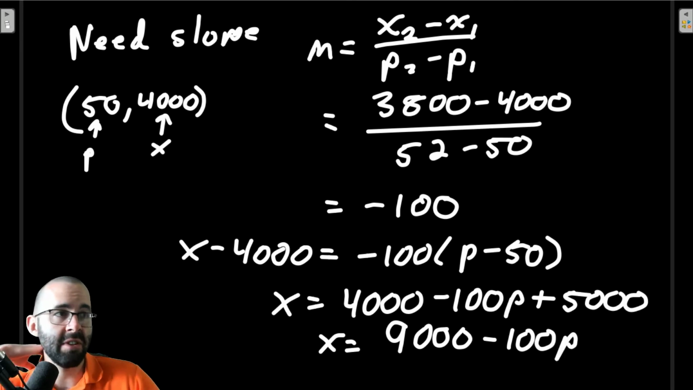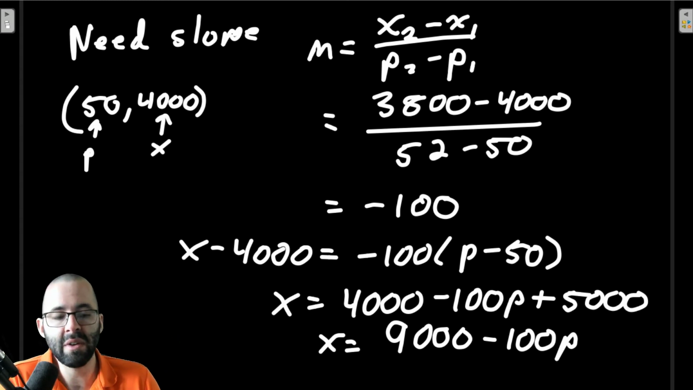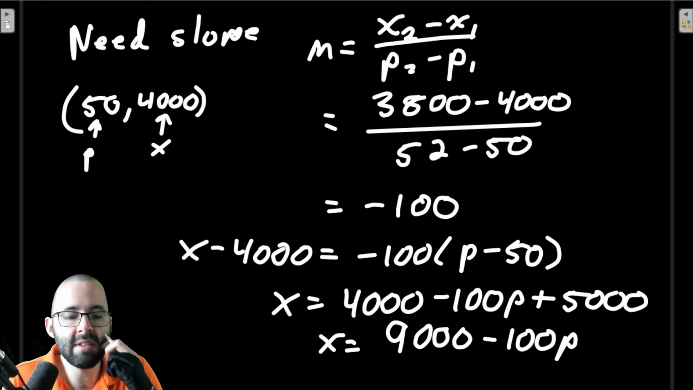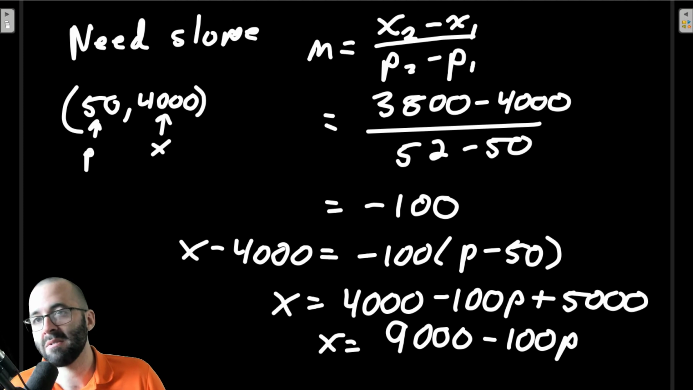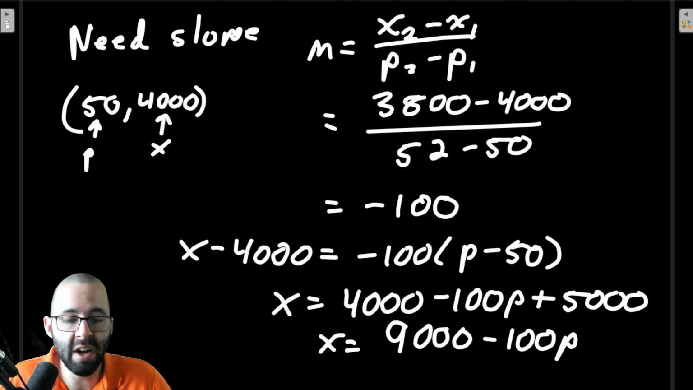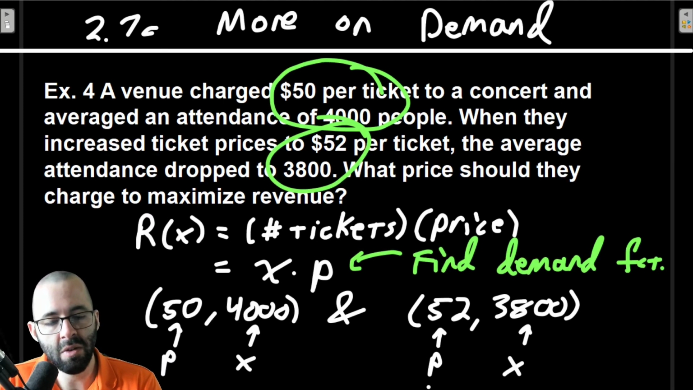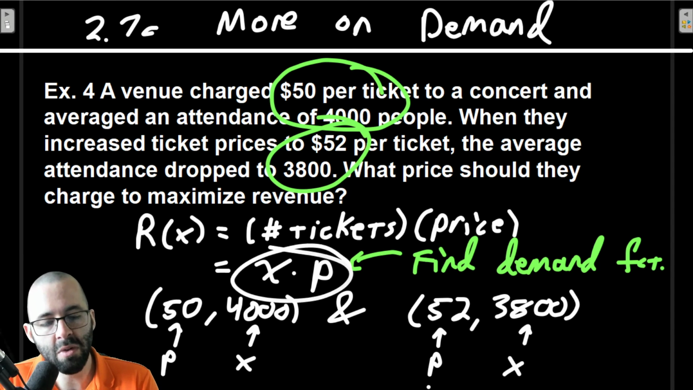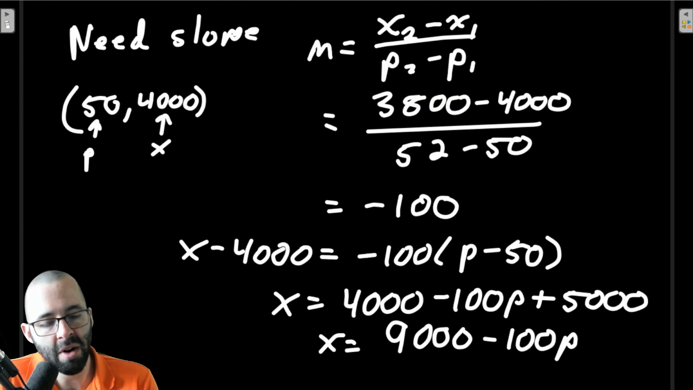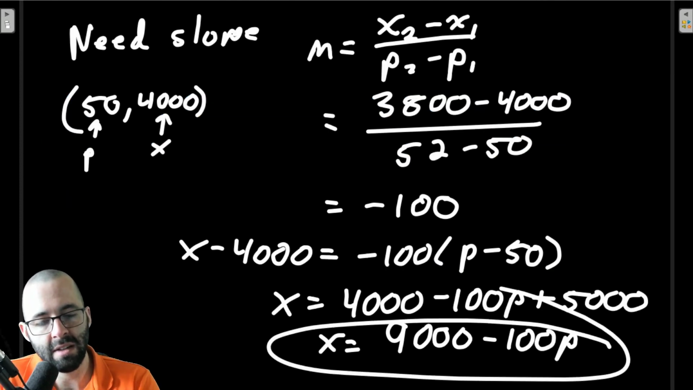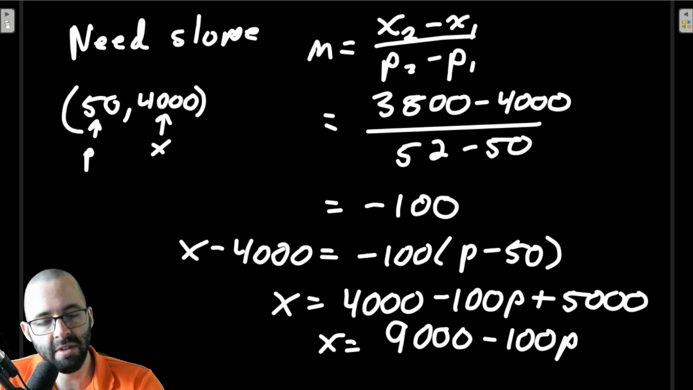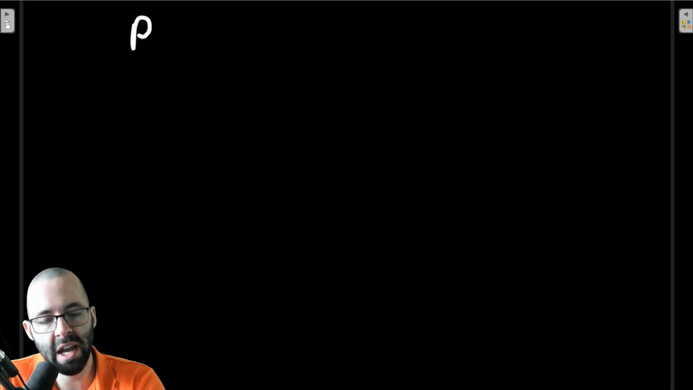In the last video, we had a demand function where we solved for p. Here, this is a demand function that solved for x. Both forms are fine, right? It just affects what we're replacing. We solved for x, so our revenue is x times p. We'll replace the x part with this. So let's summarize that on the next page.